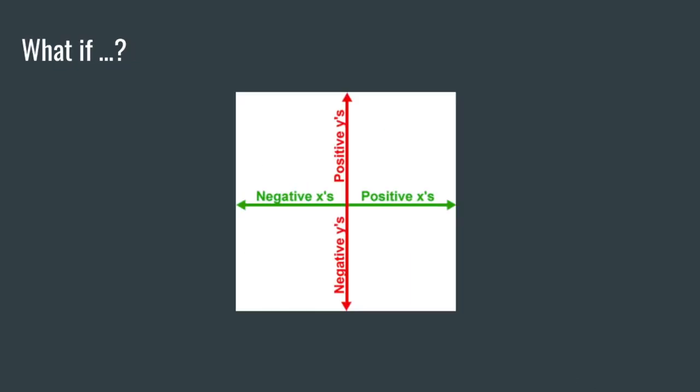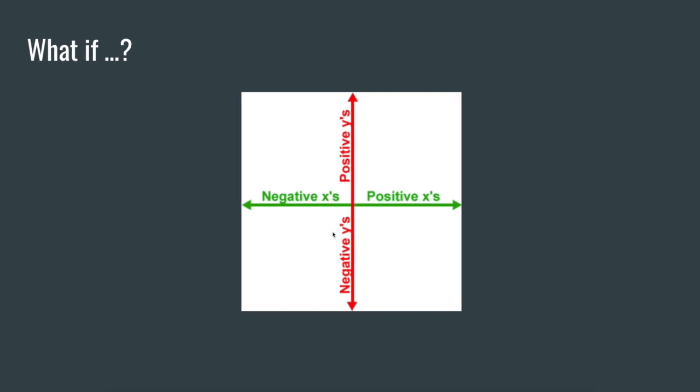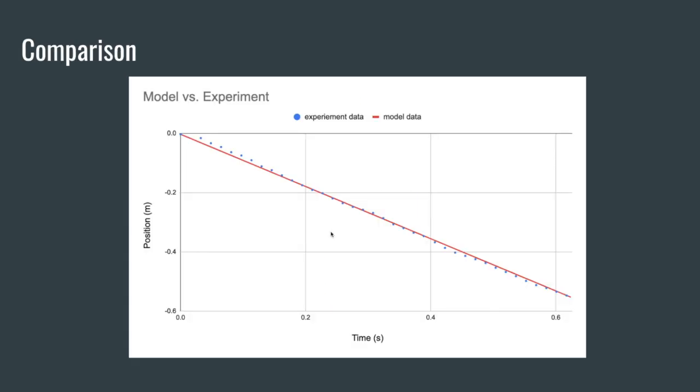And for the what if question, if I were to flip the x-axis, so I used positive, if I were to flip it to negative, that would change the slope of the graph, so it would just be positive sloping instead of negative sloping, so the position would have increased as time increased instead of decreasing.